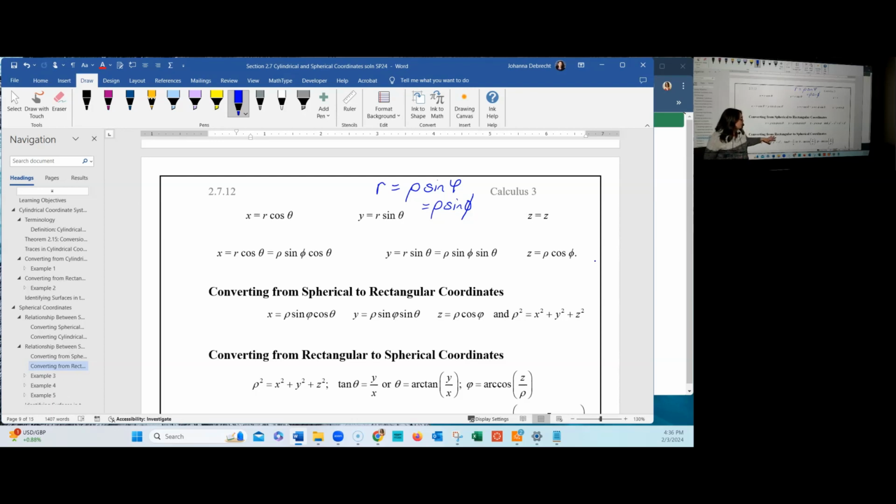If we want to go from rectangular to spherical, so I have rectangular, I need spherical, I want to go directly, then I have x squared plus y squared plus z squared gives me rho squared. The tangent of theta being y over x will give me the angle theta. And then phi is the arc cosine of z over rho.